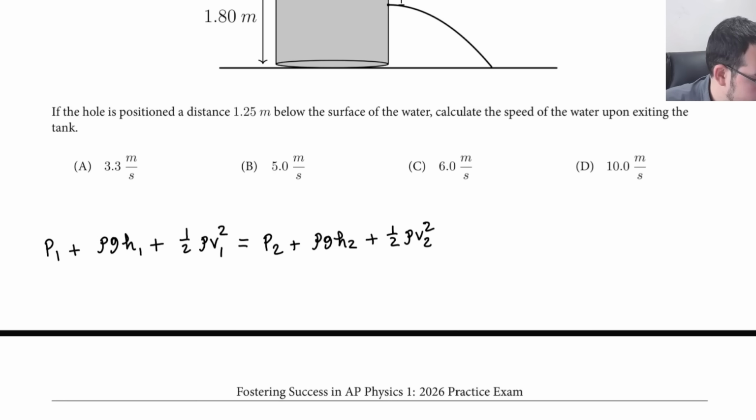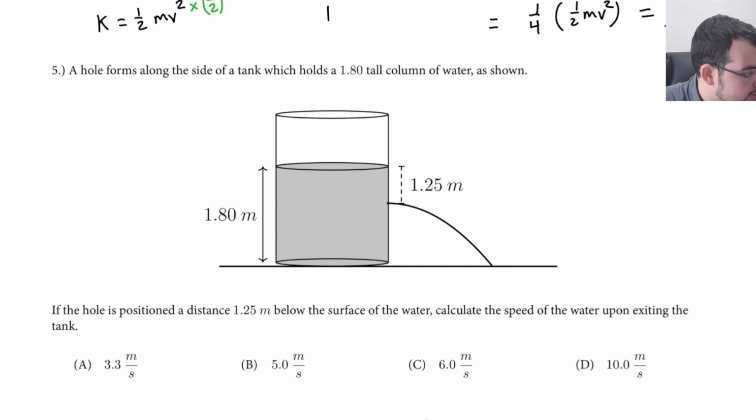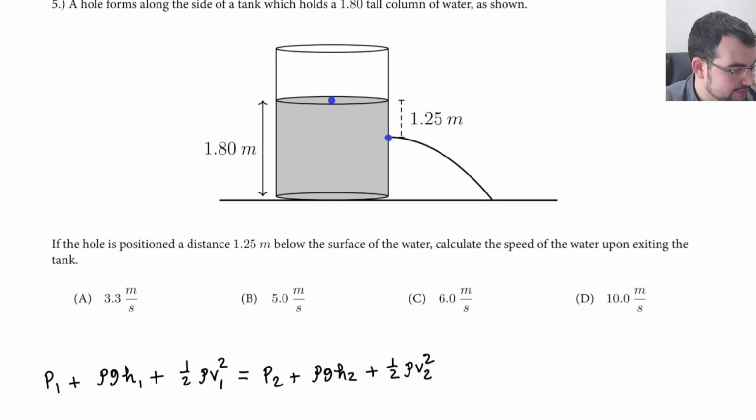So first of all, anytime we do Bernoulli, we have to decide on 2 locations to do it at. So I'm going to pick the top of the tank and the hole. Then we need to define our heights for everything. So my second height is just going to be whatever this distance is. So it's the difference between 1.25 and 1.8, although you'll see this actually doesn't come into play. 0.55.